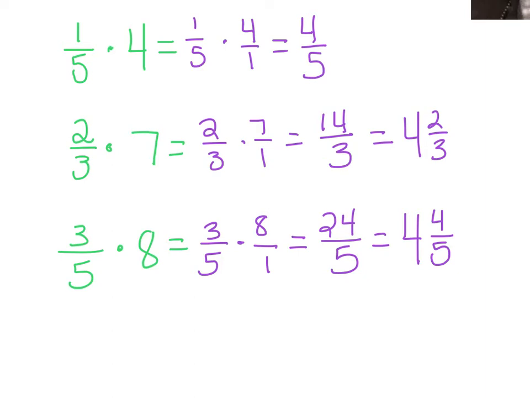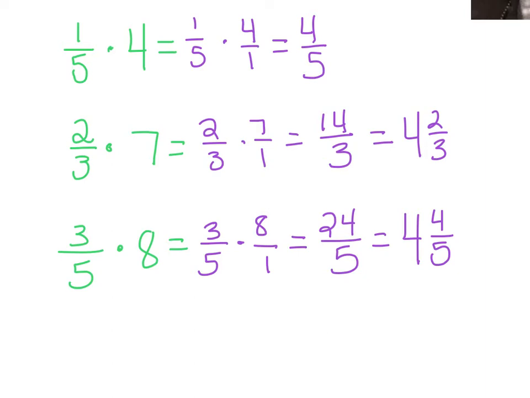Here I multiplied 2 and 7, and I got 14. Multiply the denominators. 3 times 1 gave me 3. That gave me 14/3. 14/3 is a fraction greater than 1, so it gets turned into the mixed number 4 and 2/3. And finally, 3 times 8, the numerators in the last problem, gave me 24, and 5 and 1 gave me the denominator of 5 when I multiplied. 24/5 was also a fraction greater than 1, so I had to rewrite it as the mixed number 4 and 4/5.